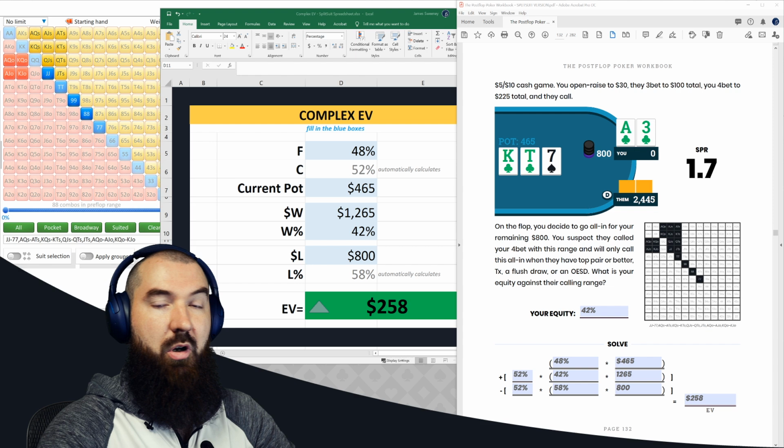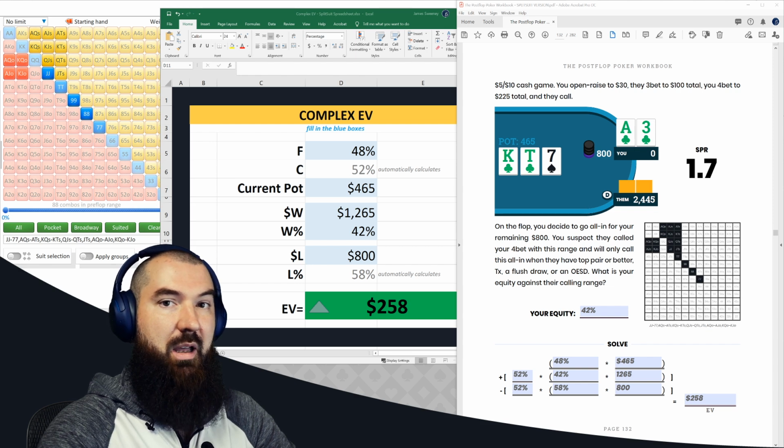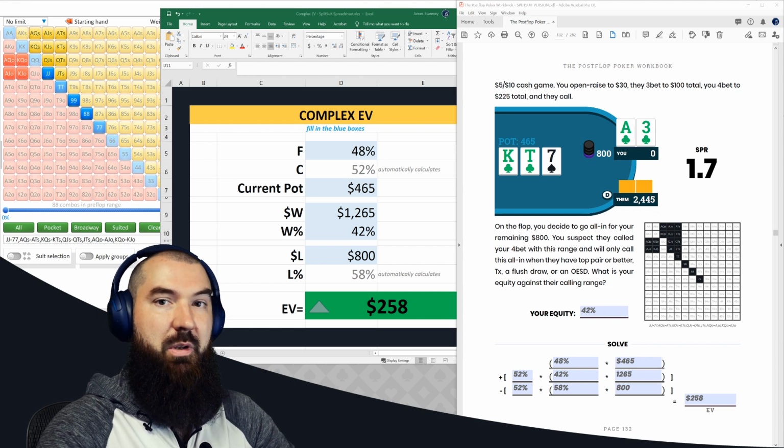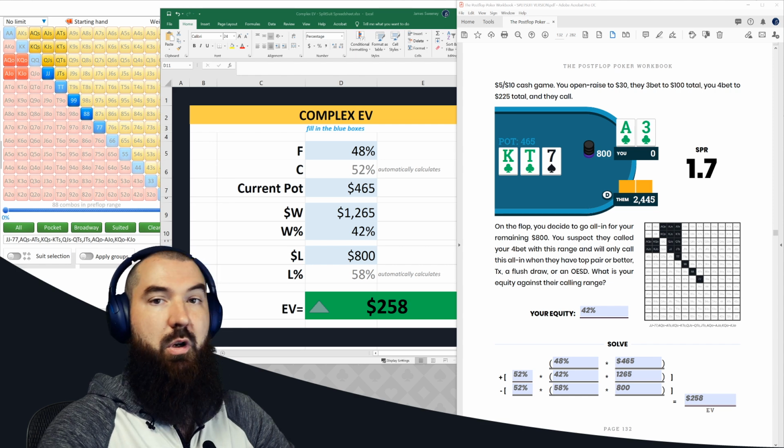Or if the SPR were larger, right, all of a sudden we have to risk a lot more. Is that really going to be great for us? By doing this kind of work off table, you're going to have a better estimate on that in real time, be far less confused, and be able to find a far better answer much quicker.